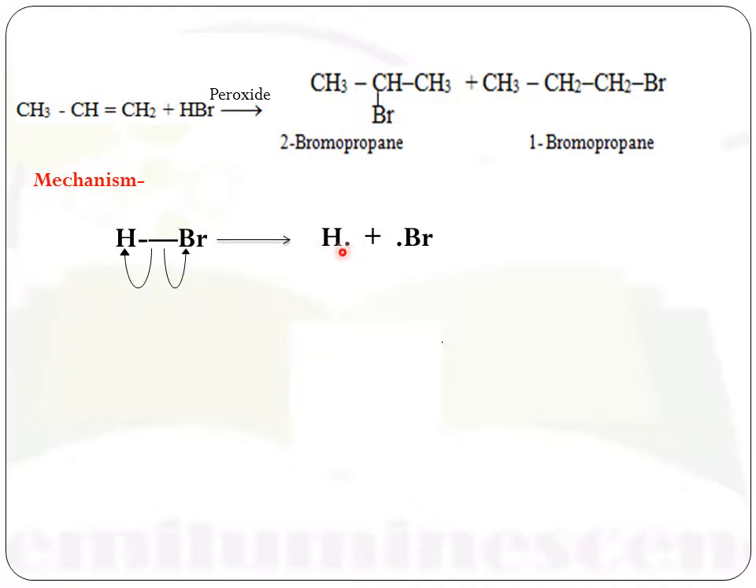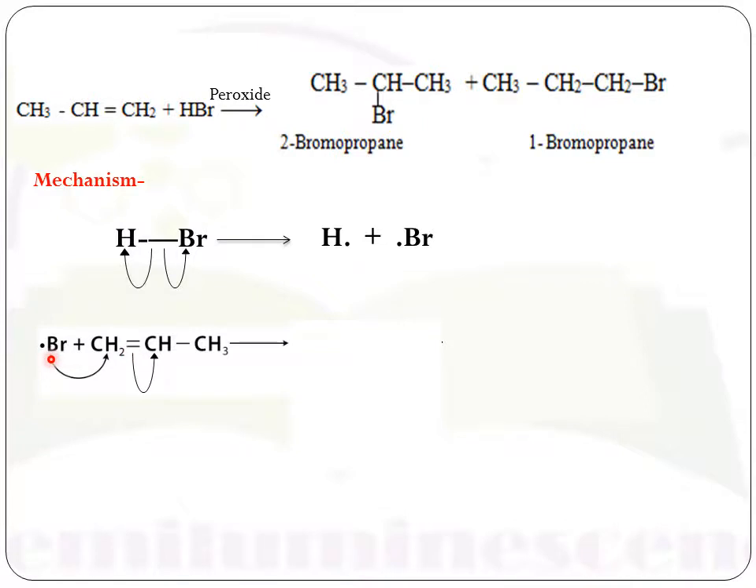It is called a radical. This is a hydrogen radical. That means hydrogen has 1 electron and bromine has 1 electron. What happens in the next step? This is propene, in which this is the double bond. Again, of the double bond, one is a pi bond and the other is a sigma bond, and each bond is formed by 2 electrons.